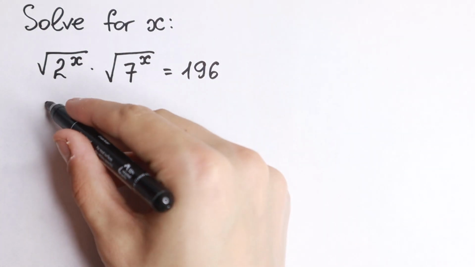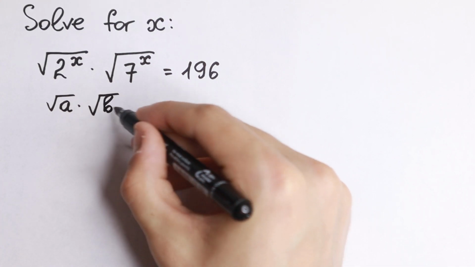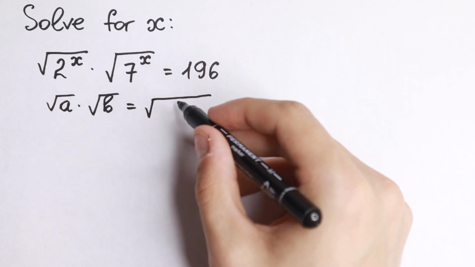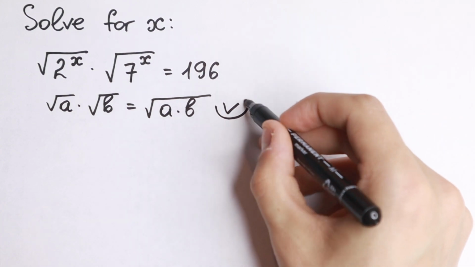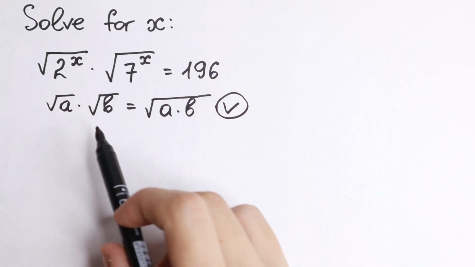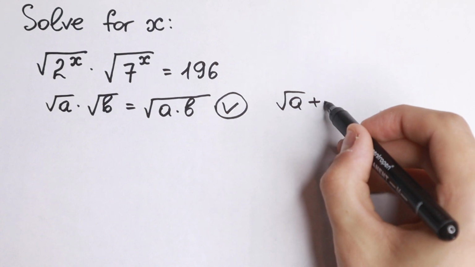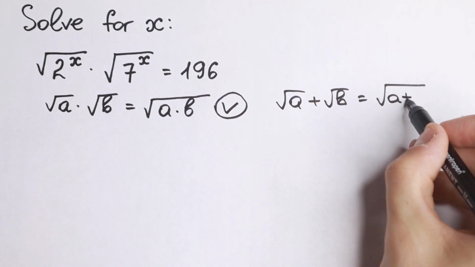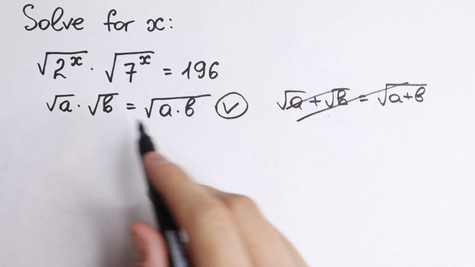So what rule? If we have square root of a times square root of b, then we'll have our root right here, we will have a times b. So this is our first rule that we need right here, but this rule works only with multiplication. If we have, for example, square root of a plus square root of b, this is not square root of a plus b. So remember this, that this does not work in this way, only with multiplication.